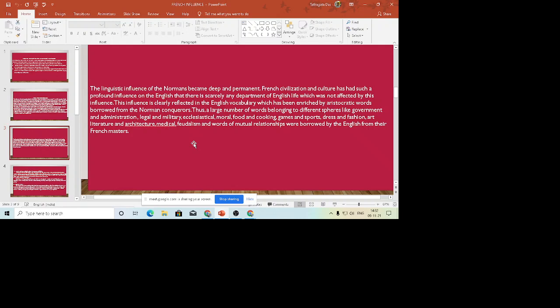So as you can see, this is a huge area indeed, and it starts with government and administration, because of course that was the primary thing that the French were doing. They were governing the country. So obviously these words relating to governance and administration would be adopted. Then there were the legal words pertaining to law, French law and all that. The military words, because obviously the military was the main component which had helped to conquer England. Religious, that is ecclesiastical, moral, food and cooking.